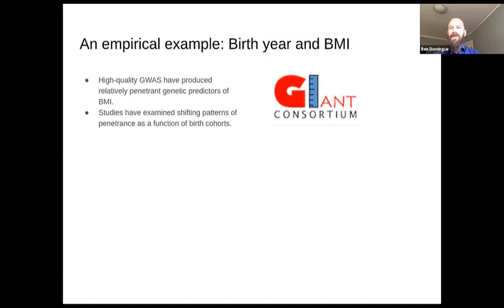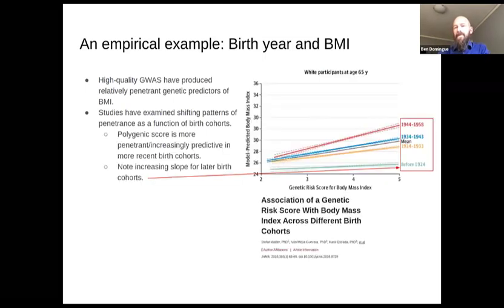Okay, so let me now turn to the empirical example that will hopefully both illustrate why I care about this and also illuminate some of the inner workings of how we're using it. So, as you all know, at this point, there's been a lot of work on the genetics of BMI. In particular, there have been a number of very high-quality GWAS of BMI. And people have started to use the results of those GWAS to examine shifting patterns of genetic penetrance as a function of birth cohort. So the main paper that I have in mind is this paper from a few years back that was published in JAMA. And they basically observed the polygenic score for BMI is more penetrant or increasingly predictive in more recent birth cohorts.